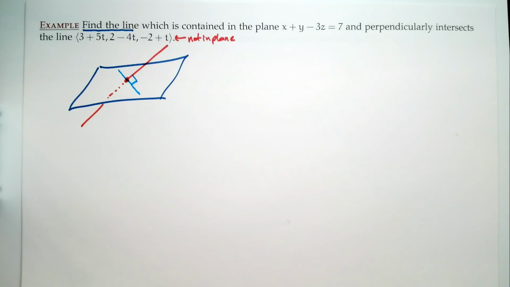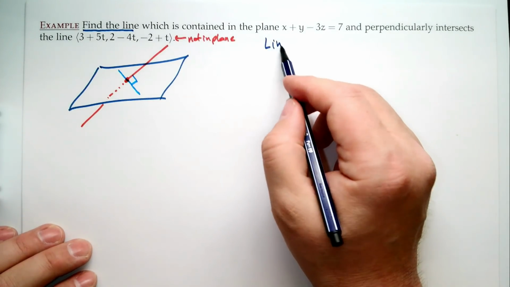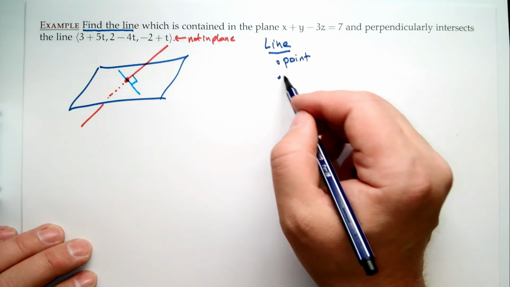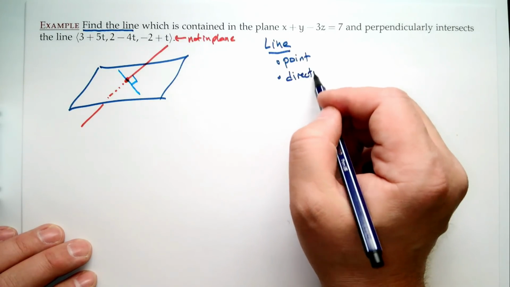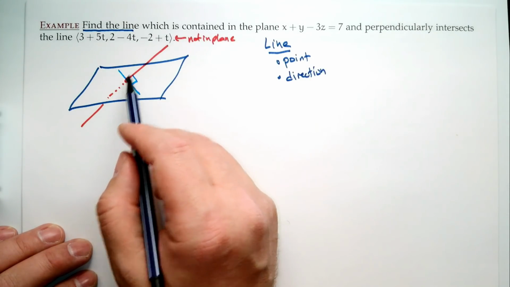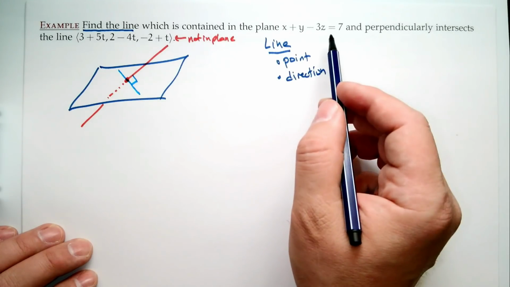So we start by thinking, okay, we need a line. Whenever you're asked to find a line, what do you think? Well, there needs to be a point, and there needs to be a direction. So we say, okay, what's the point? Well, the point will be an intersection. This point where our original line intersects our plane.